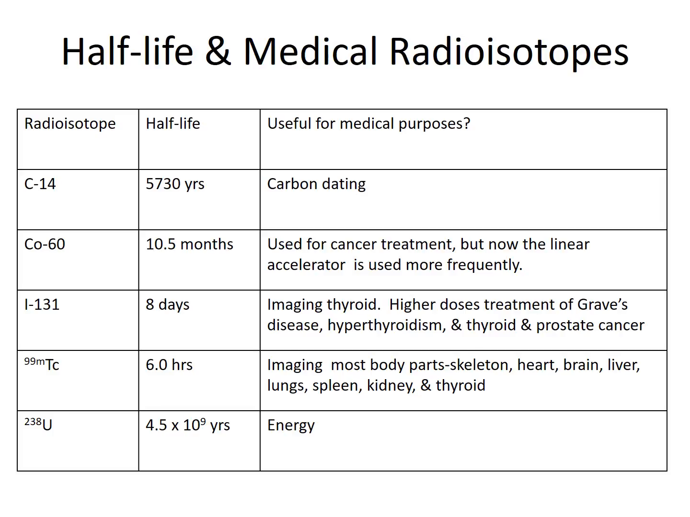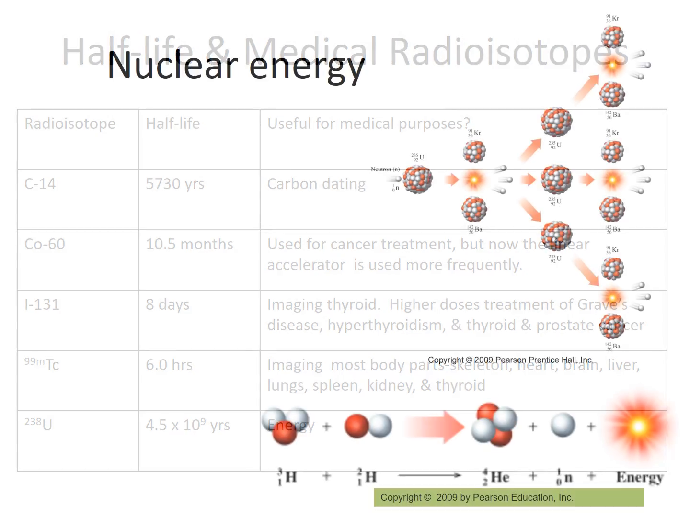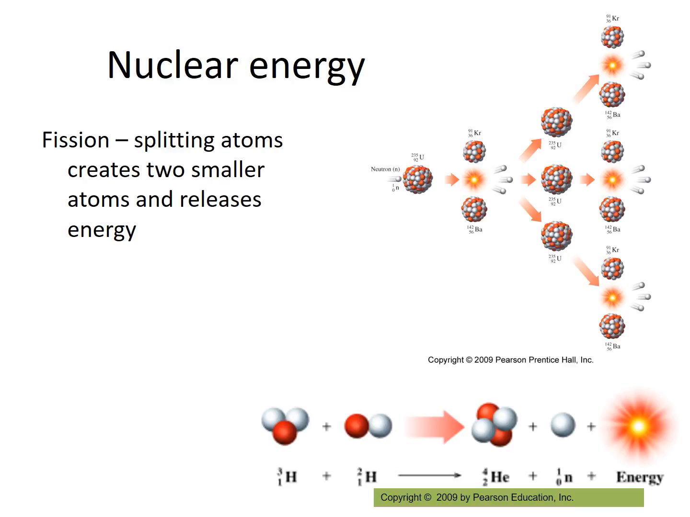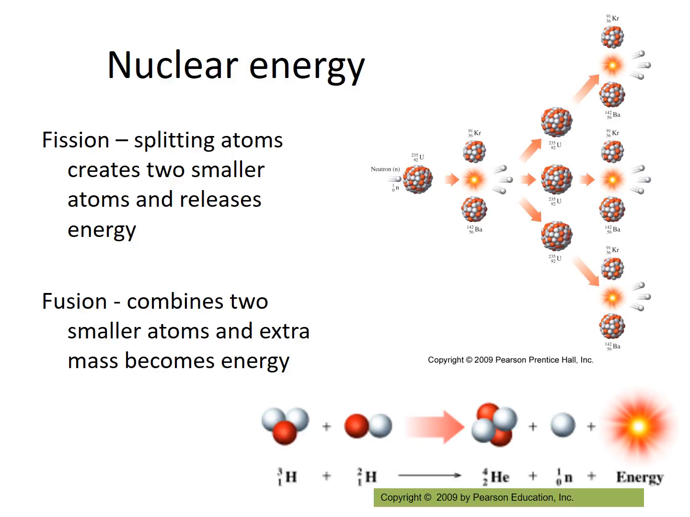Uranium-238 has a half-life of 4.5 billion years. Well, maybe not useful for medical purposes, but it is used in nuclear energy. So, nuclear energy, what's that about? Nuclear energy is when we take advantage of the energy given off during a nuclear reaction. There are actually 2 kinds of nuclear reaction that can give off and release energy.